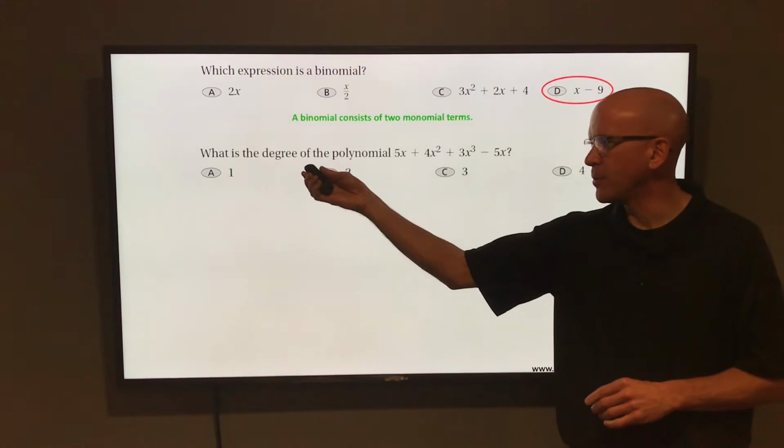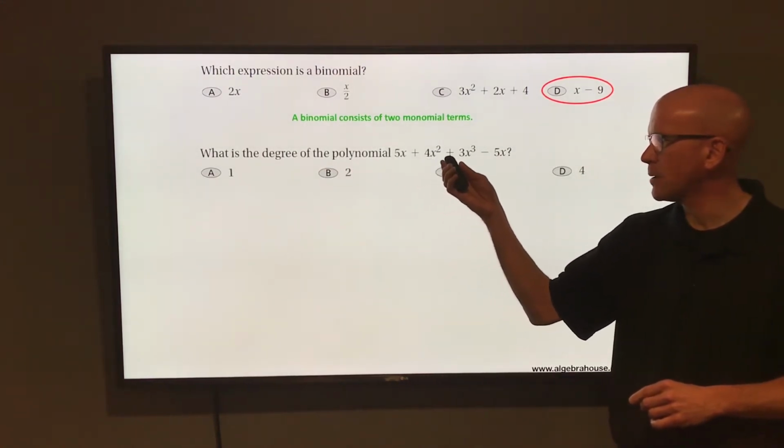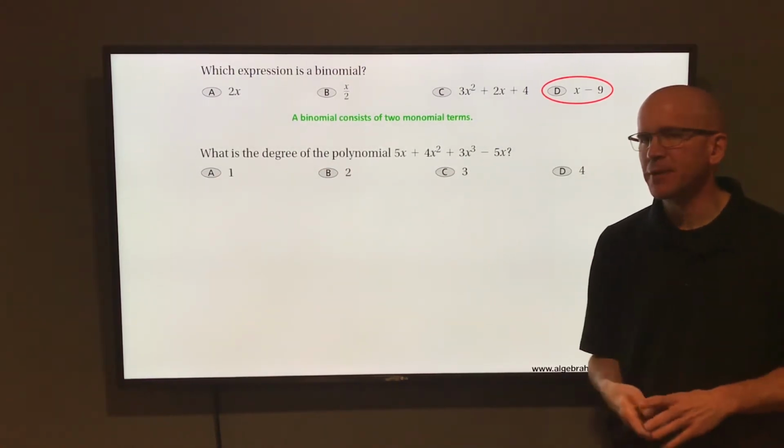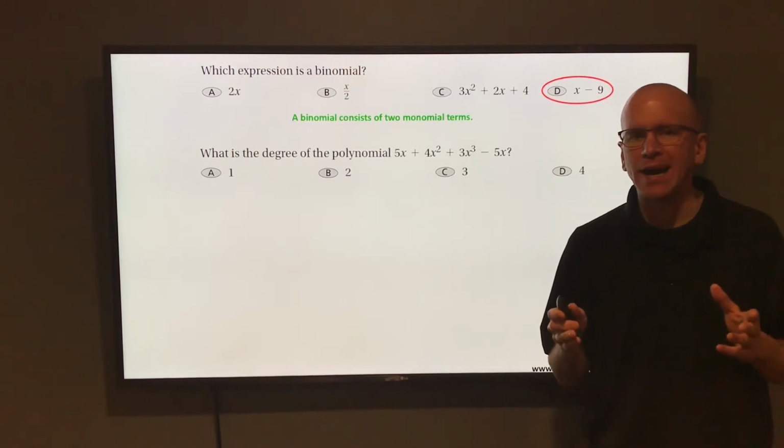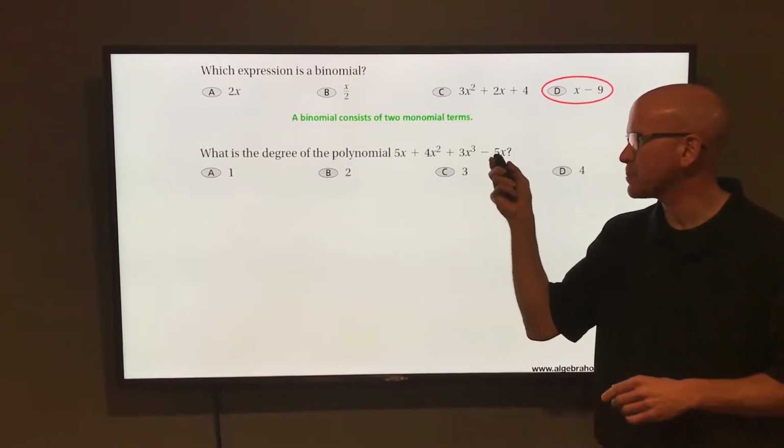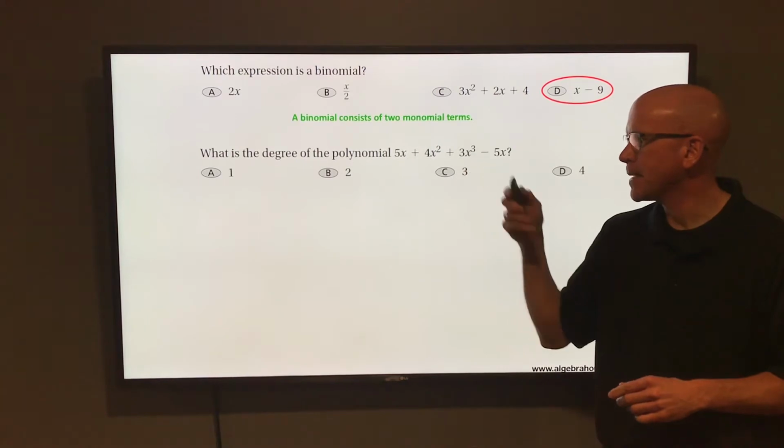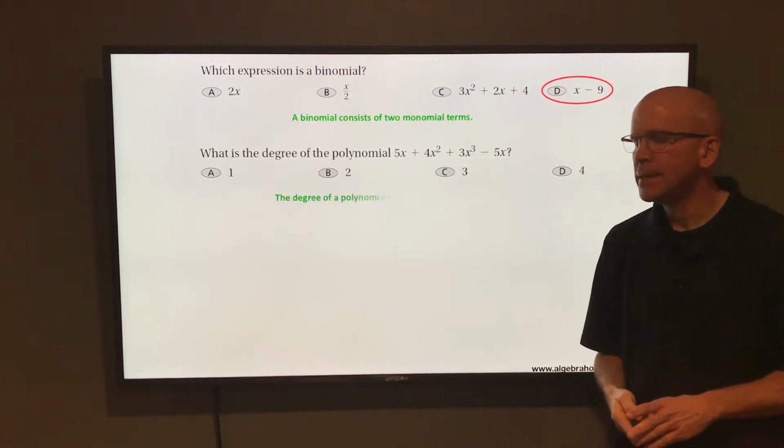Next, what is the degree of the polynomial? 5x plus 4x squared plus 3x to the 3rd minus 5x. So when you're looking for the degree, you're looking for the highest exponent. The highest exponent of all these terms is this 3. So the degree on that polynomial is 3.